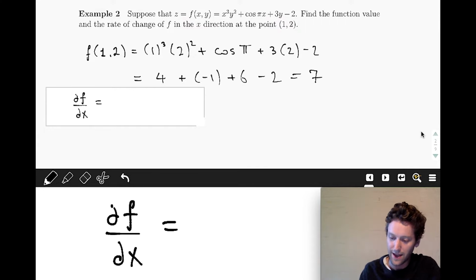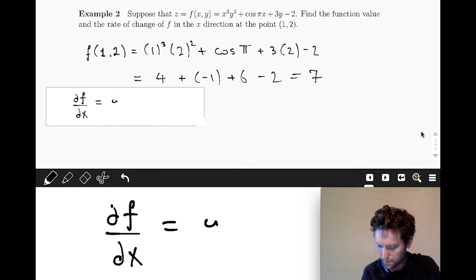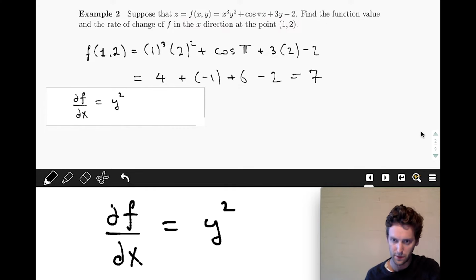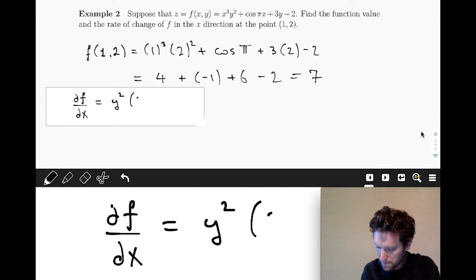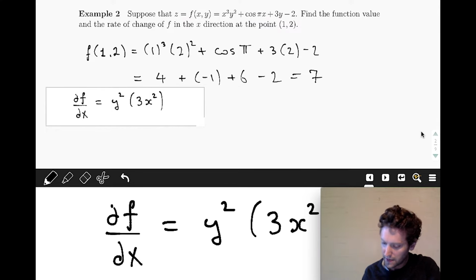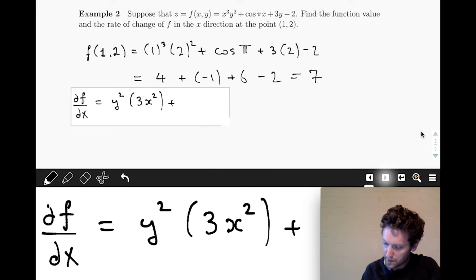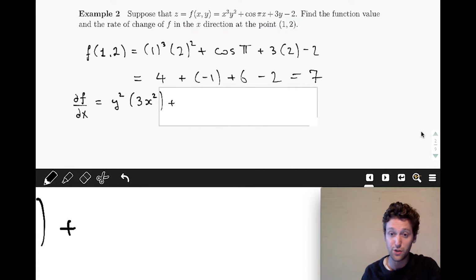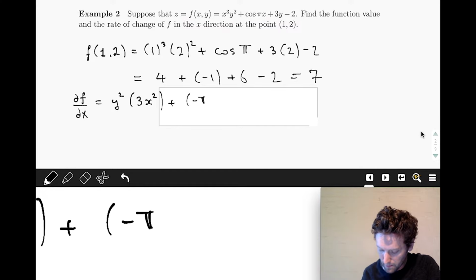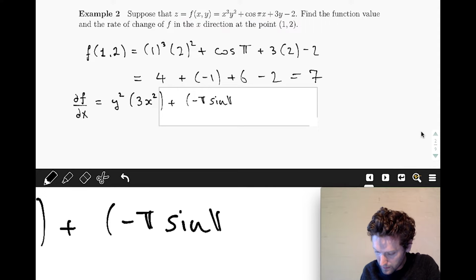So let's take a look at the first term. We've got x cubed y squared. Y is a constant. And whenever I have a constant multiplying a function of x, that constant just comes out the front. Right? I don't take the derivative of it. I'm left with x cubed, and the derivative of x cubed is 3x squared. The next piece is cosine pi x. There's no y in there. I'm taking the derivative with respect to x. So the derivative of cosine of pi x will be, pull out the pi, minus pi sine pi x.